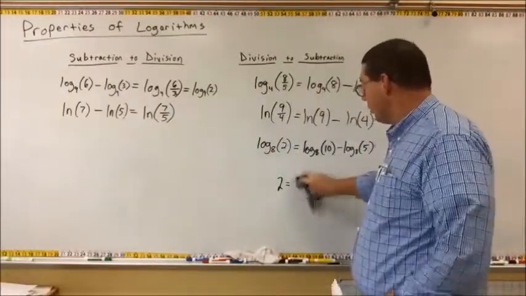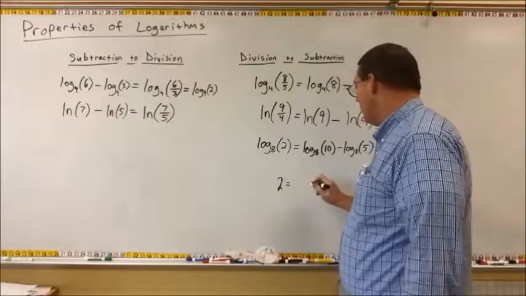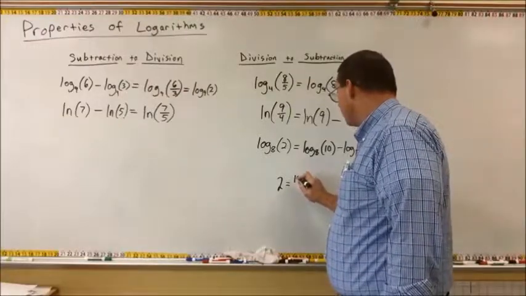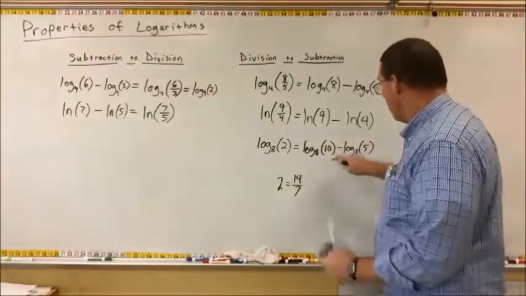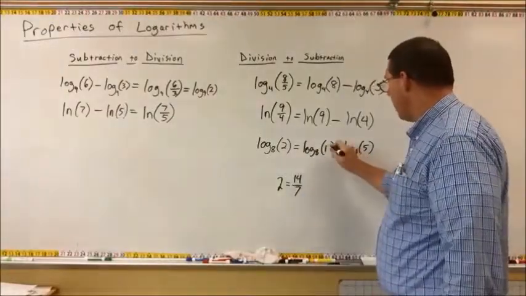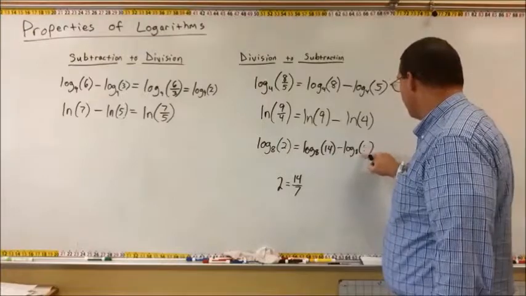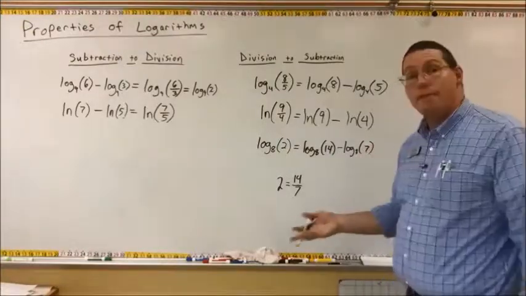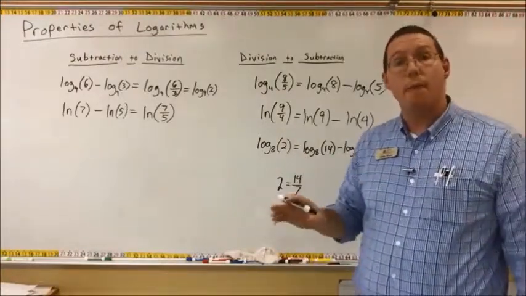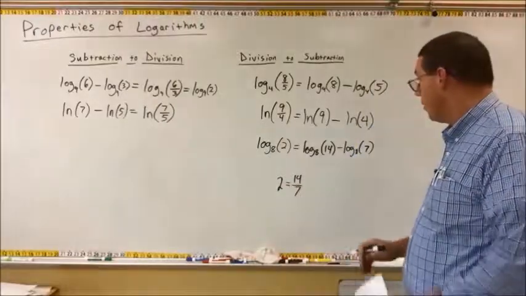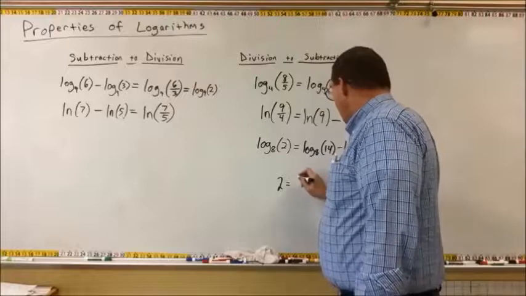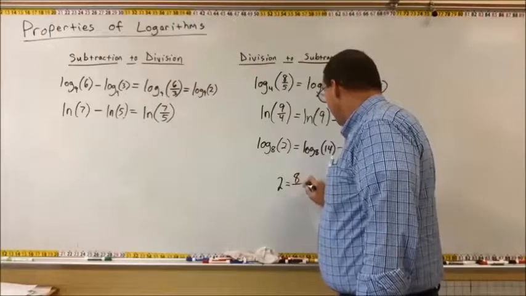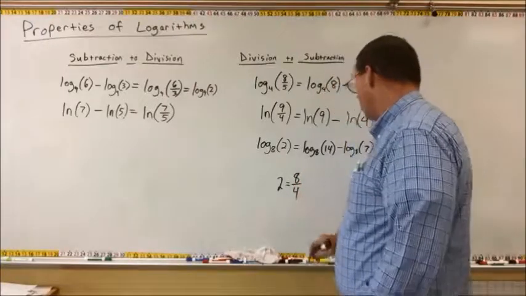Similarly, what else is equal to 2? How about 14 divided by 7? That's the same thing, right? So we could turn this into log base 8 of 14 minus log base 8 of 7. And they will come out to the same number every single time. All right? 2 is also equal to 8 divided by 4, correct?